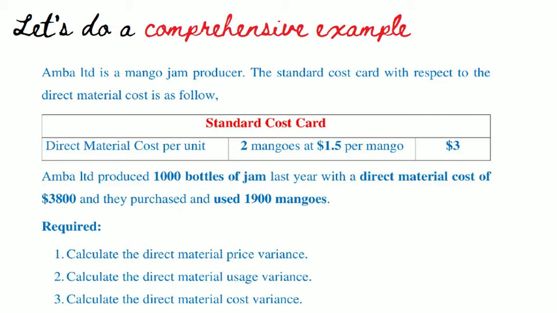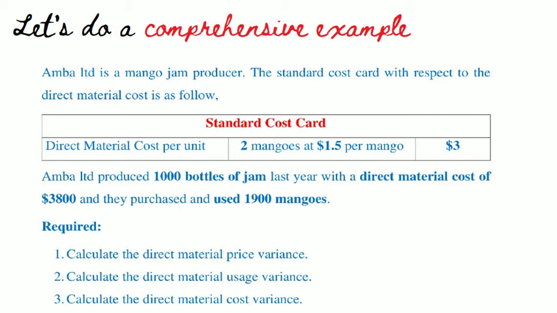Bit complicated. So let's check the requirements. Required: Calculate the direct material price variance. The second one is calculate the direct material usage variance. And the third one is calculate the direct material cost variance. So let's start doing this.